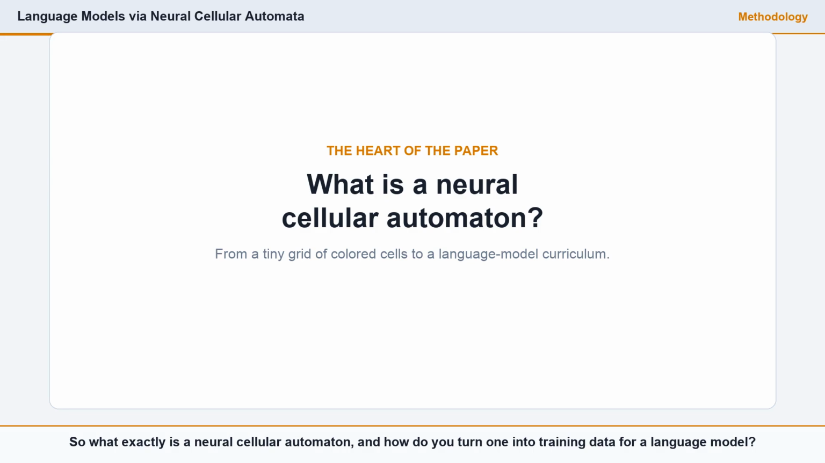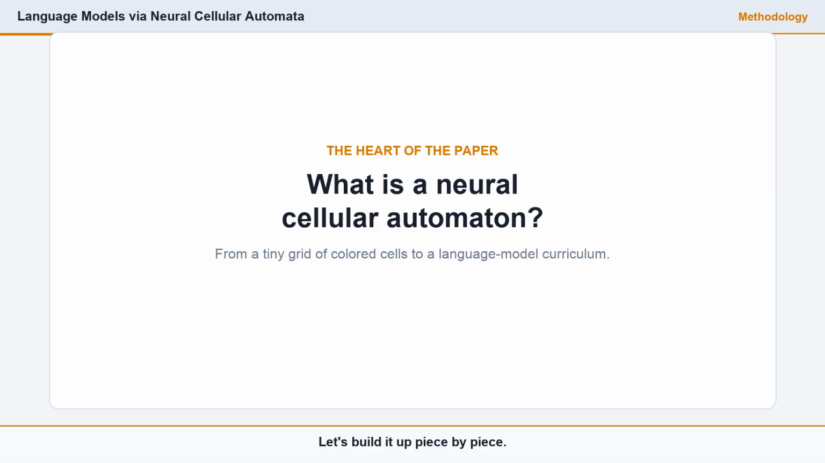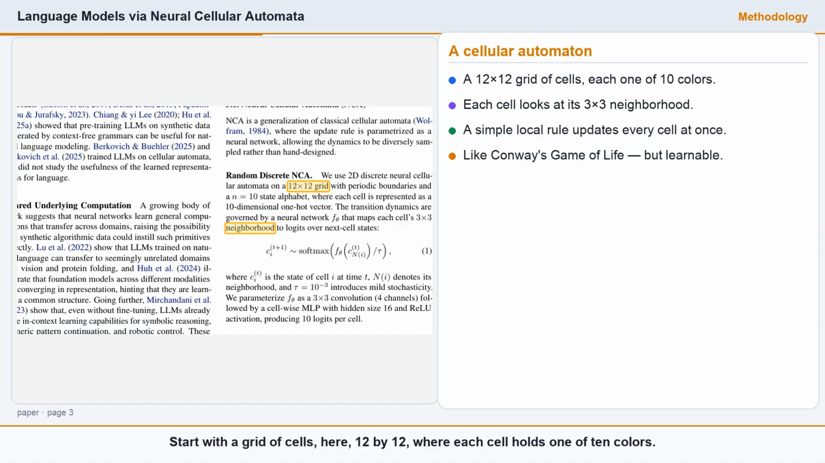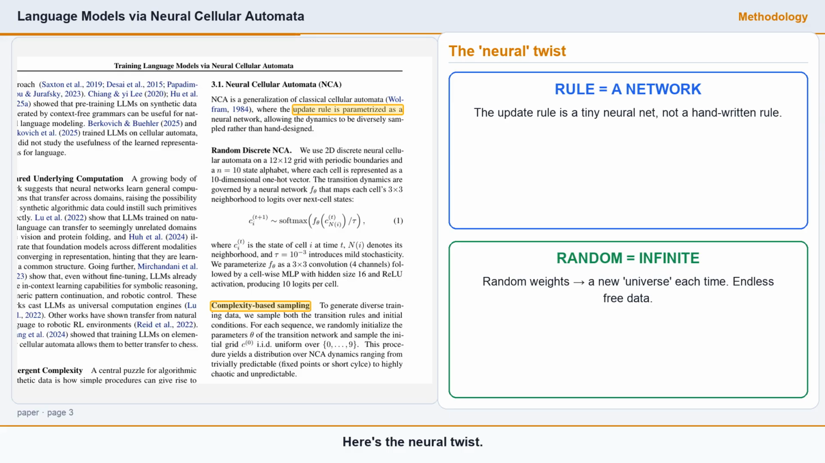So what exactly is a neural cellular automaton, and how do you turn one into training data for a language model? Let's build it up piece by piece. Start with a grid of cells, here 12 by 12, where each cell holds one of 10 colors. At every time step, each cell looks at its immediate neighbors, its little 3 by 3 patch, and updates its own color. If you know Conway's Game of Life, it's the same idea, a simple local rule applied everywhere at once.